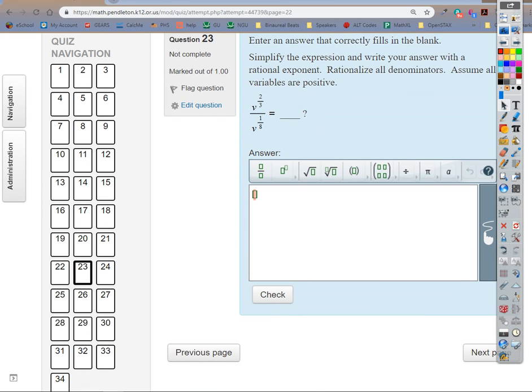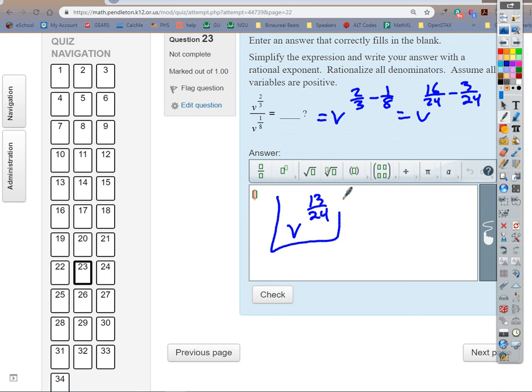Now it says simplify the expression and write your answer with a rational exponent. So it's not wanting radicals, it just wants a rational exponent. What does our property of exponents say about this one? If I divide like bases, what do I do? Subtract. Right, so I get v to the 2/3 minus 1/8. I would just have to get a common denominator, so that's 24ths. So I get 16 24ths minus 3 24ths. My final answer is v to the 13/24. No biggie.